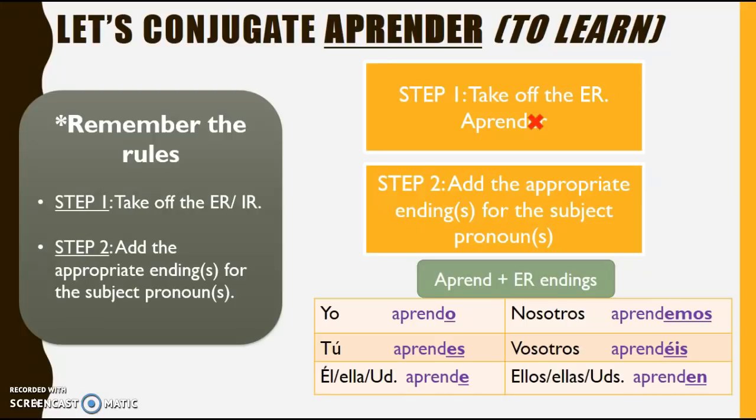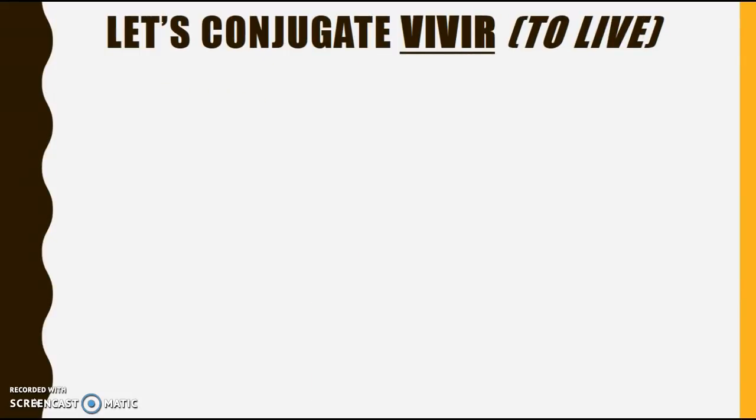Yo aprendo is I learn, tú aprendes, you learn, él, ella, usted aprende, he, she, you learn. Nosotros aprendemos, we learn. Vosotros aprendéis, you all learn. Ellos, ellas, and ustedes aprenden, they or y'all learn. Okay, so very easy. Let's take a look at IR now.